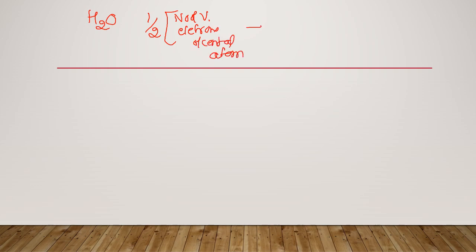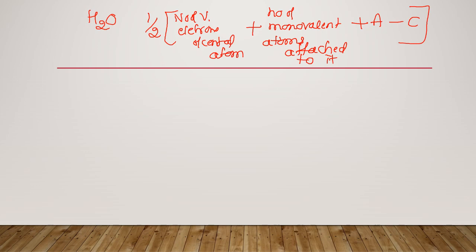plus the number of monovalent atoms attached to the central atom, plus anionic charge minus cationic charge. So this is the formula. Let us find half into the number of valence electrons of the central atom. Which is the central atom here? The oxygen atom. Oxygen comes under group 16. Yes or no? Group 16.